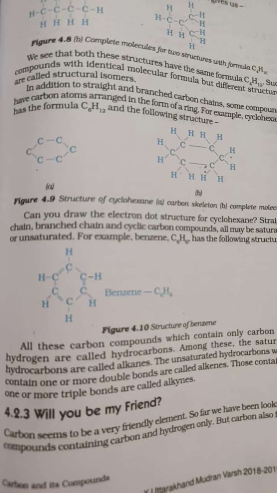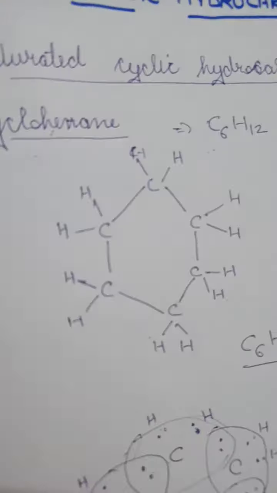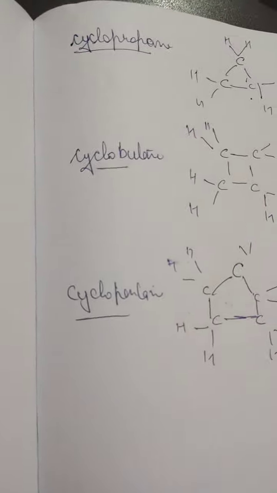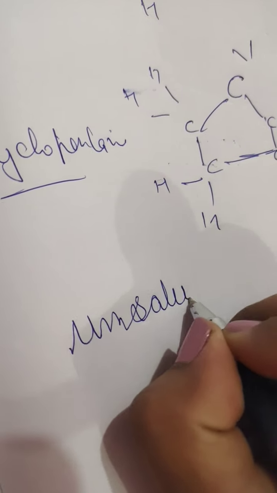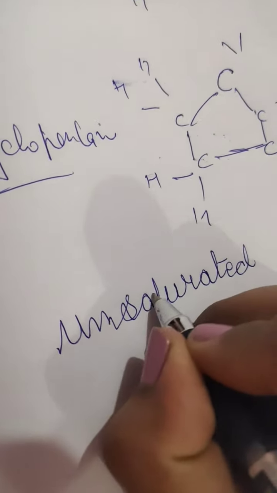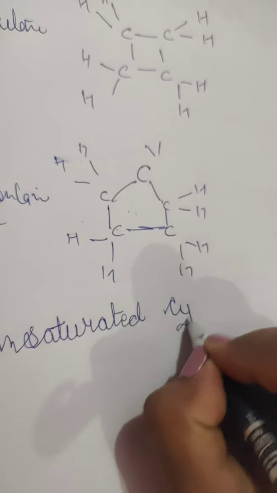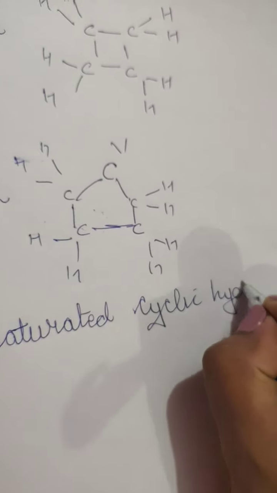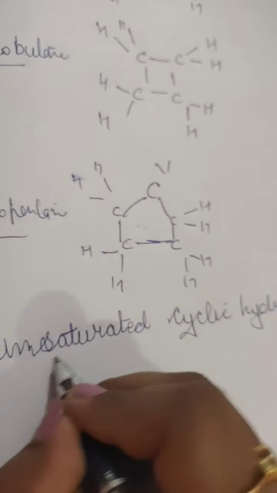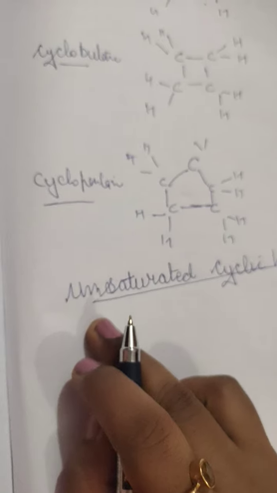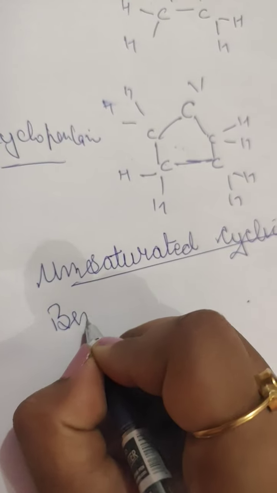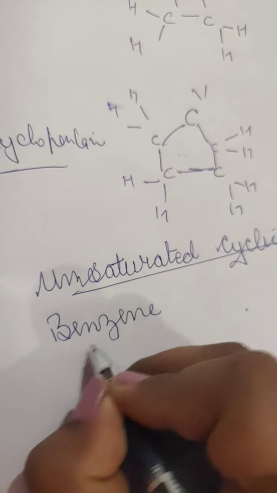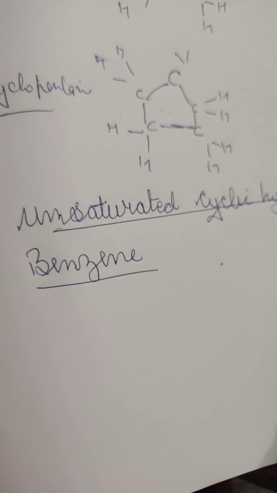Okay, so next is the unsaturated cyclic hydrocarbon. Because it's unsaturated, it will be having the ring. So the example is what we call benzene. So benzene is again with 6 carbon atoms.